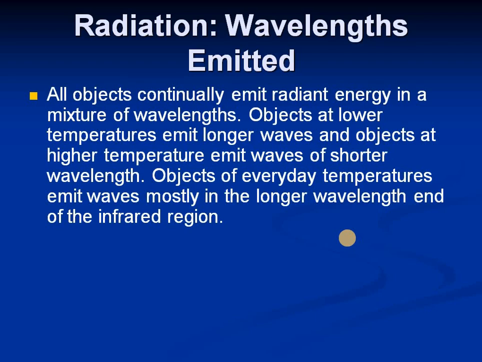Now wavelengths. An object continues to emit radiant energy in a mixture of wavelengths. Objects at lower temperature emit longer waves, and objects at high temperature emit waves of shorter wavelength. Objects at everyday temperature emit waves mostly of longer wavelengths in the infrared region. Since I told you that heat is a form of energy, in a diagram of an energy wave it forms a wave pattern, and the length of a wave is called the wavelength.